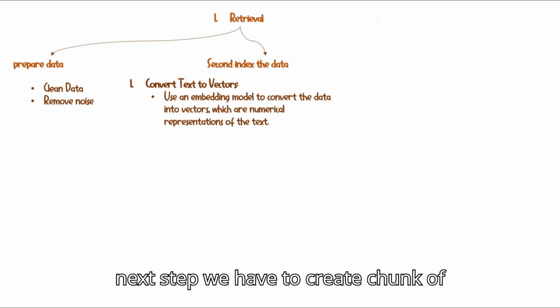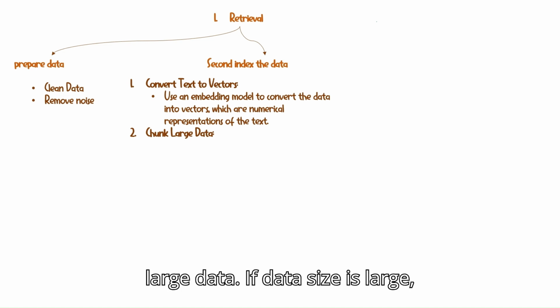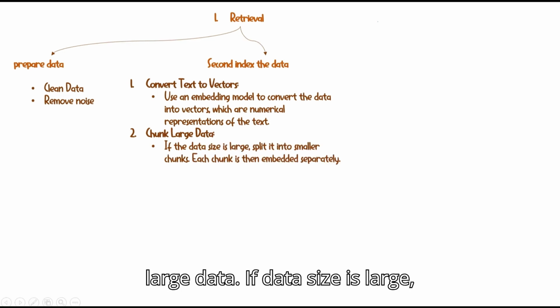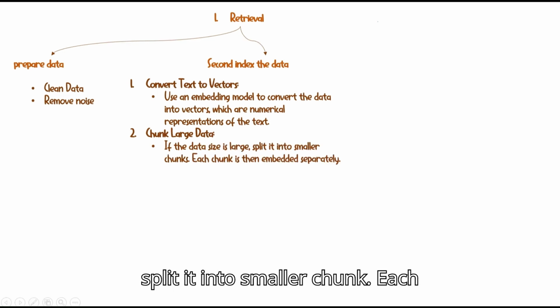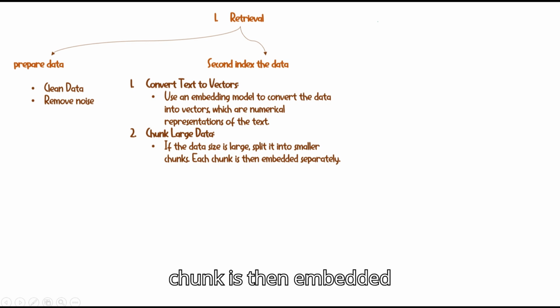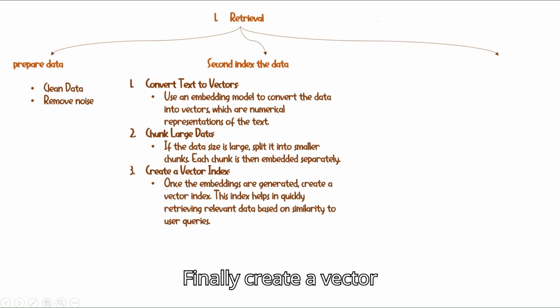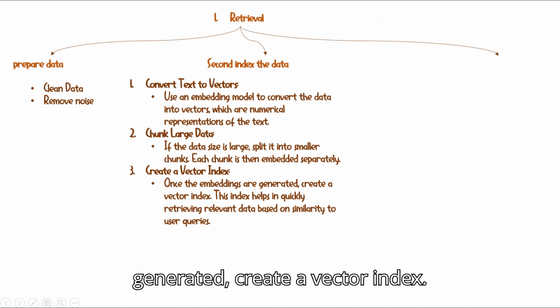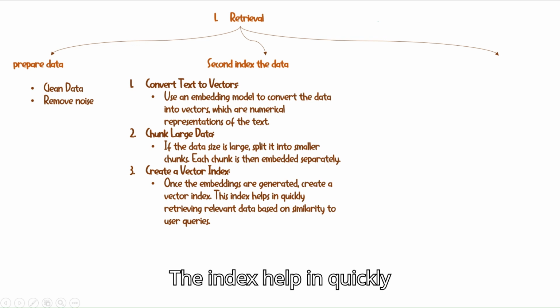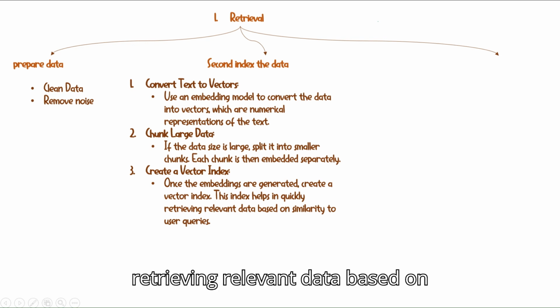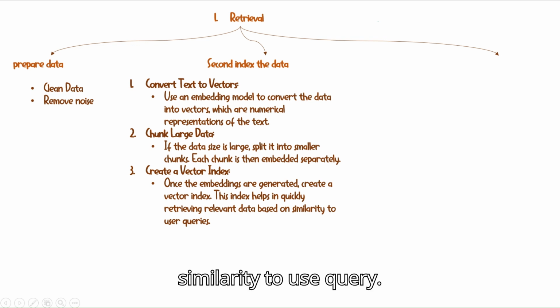In the next step, we have to create chunks of large data. If the data size is large, split it into smaller chunks. Each chunk is then embedded separately. Finally, create a vector index. Once embeddings are generated, create a vector index. The index helps in quickly retrieving relevant data based on similarity to each query.